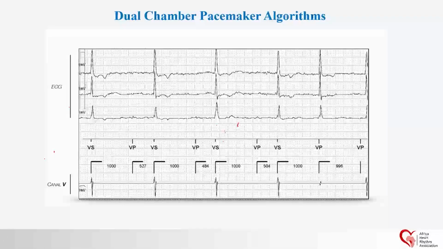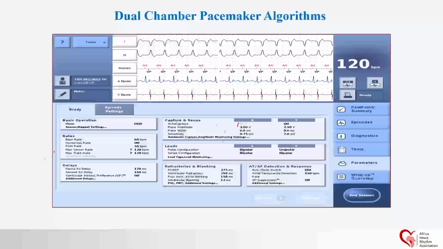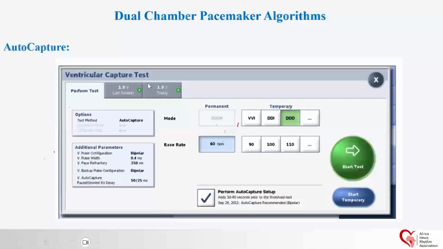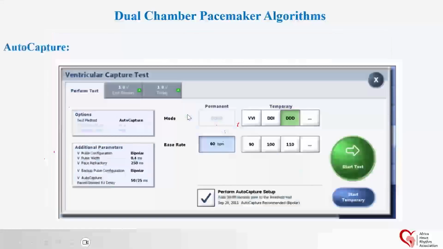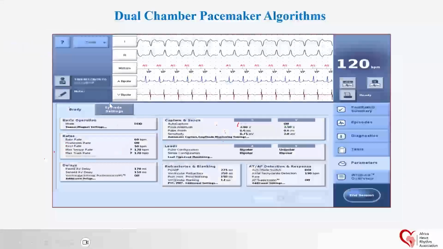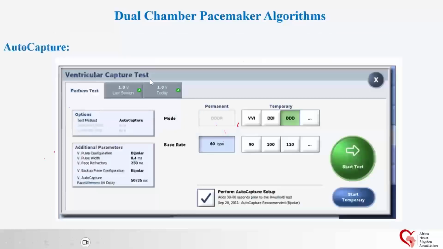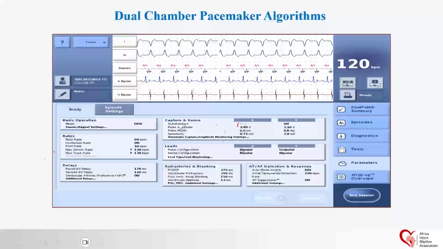In this case, we have a loss of capture. To avoid this problem, we will need auto capture. Auto capture is an automatic algorithm that controls the ventricle amplitude or ventricle capture. So we will go in auto capture in the ventricle channel.